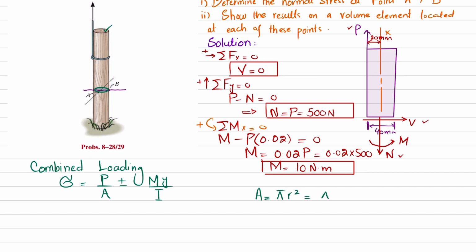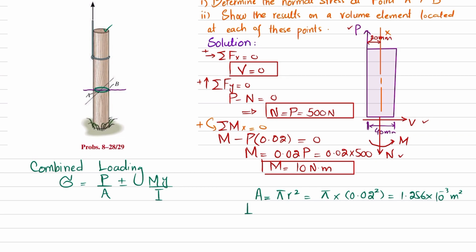So pi multiplied by r, which is 20 millimeter, that is 0.02 meter, in its square. So you will get the area, which will be equal to 1.256 into 10 raised to power minus 3 square meter.